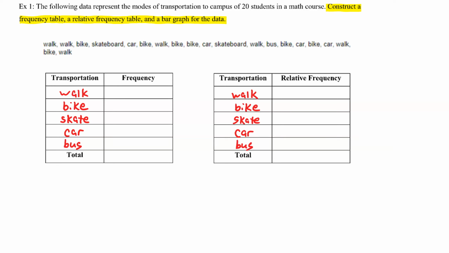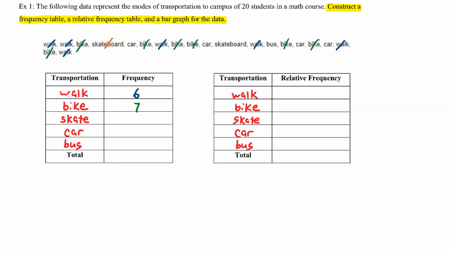So to get the frequency, that's just going through each of these different modes of transportation and counting how many times does someone report using that mode of transportation. So if we start with walking, we have 1, 2, 3, 4, 5, 6 people that said they walk, so that's the frequency. Biking, we have 1, 2, 3, 4, 5, 6, 7 people that bike.